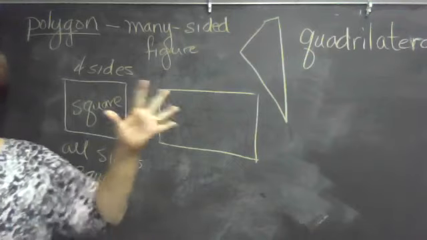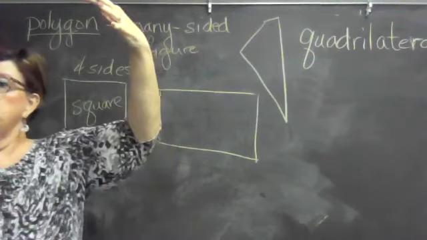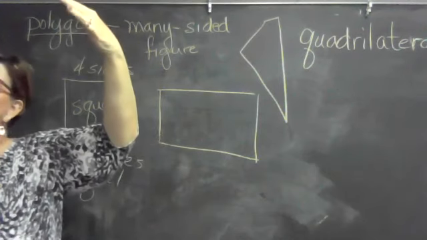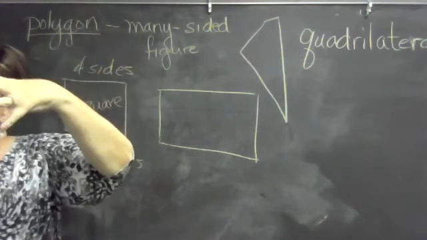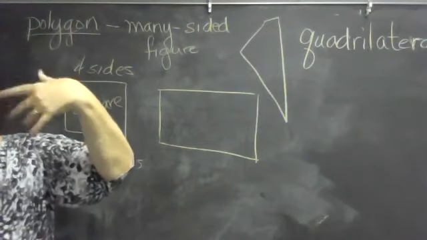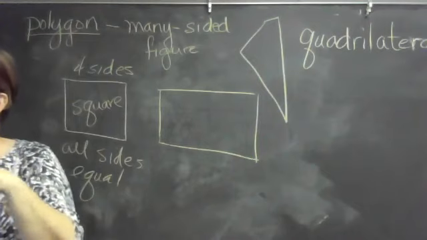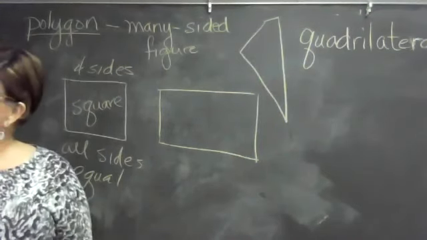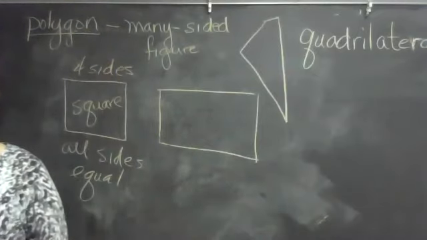So a quadrilateral is like the whole group. And because it's all 4-sided figures, inside of that are rectangles, because they're 4-sided figures, but they're special. And then inside of that are the squares because they're even more special than the rectangles. Do you see? But anything with 4 sides is a quadrilateral.